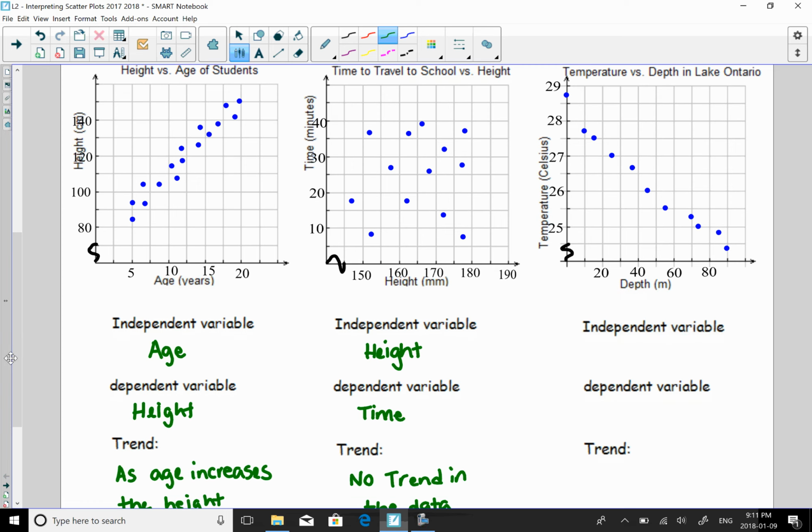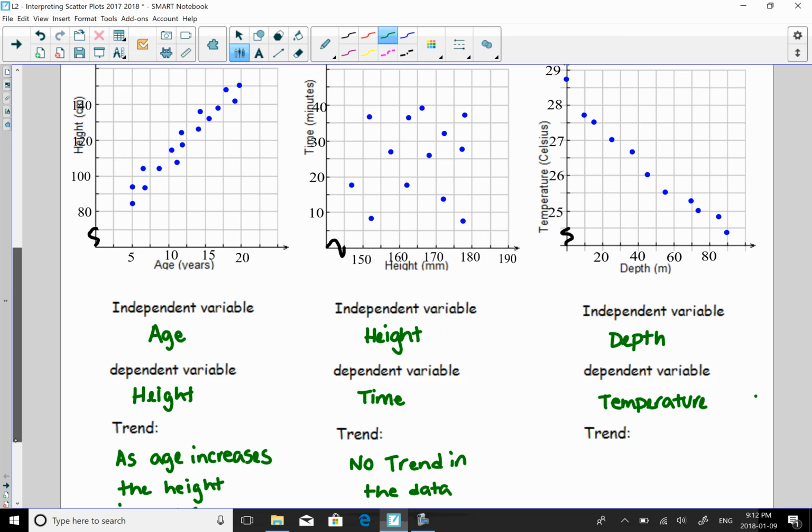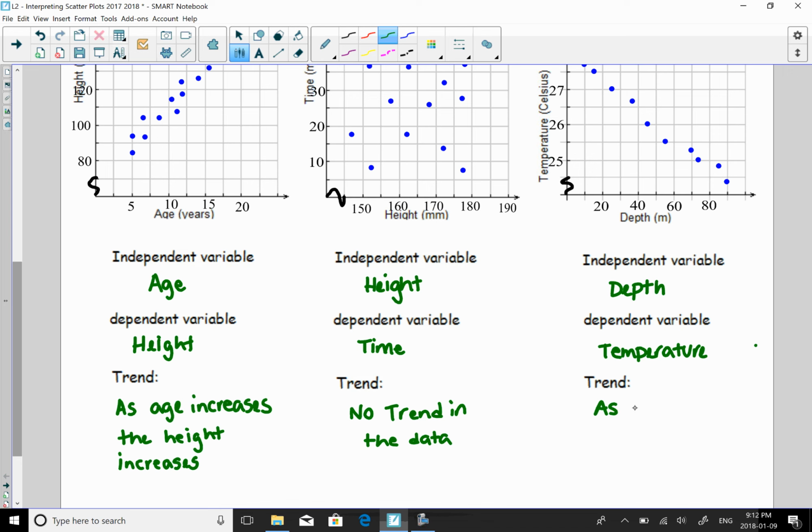And the third example here is talking about temperature versus depth in Lake Ontario. So you'll see the depth is the independent, so how deep you go into the lake. And our dependent is the temperature, it just goes up and down. You'll notice the deeper into the lake you go, the temperature drops, it goes down, which means that it's getting colder. So as the depth in the lake increases, the temperature decreases.